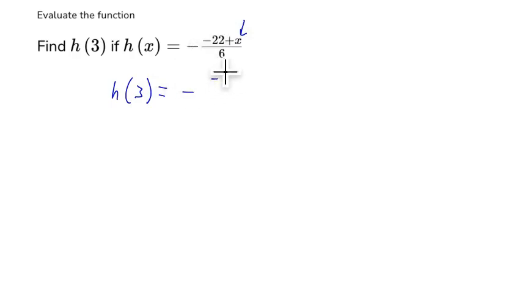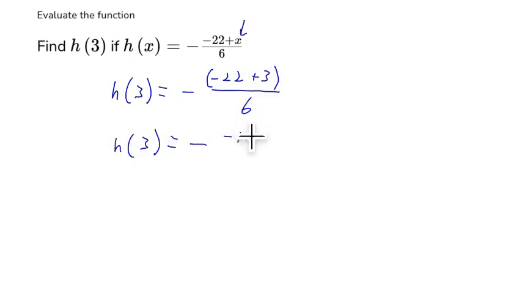So the opposite of negative 22 plus the input all over 6. All right, we understand there's parentheses around this numerator, so we do that first. H of 3 equals the opposite of, let's see, negative 22 plus 3, that's negative 19 over 6. We look at the numerator and denominator, we can't simplify those, so we're all done there, but we do have these double negative signs, and those cancel each other out. So the opposite of negative 19 over 6 equals positive 19 over 6.